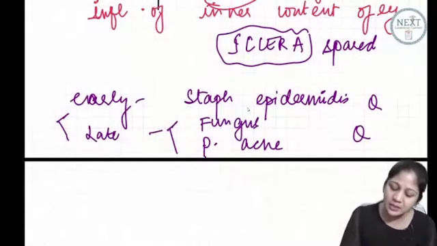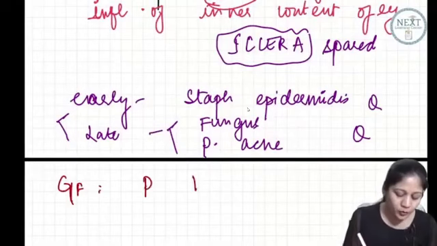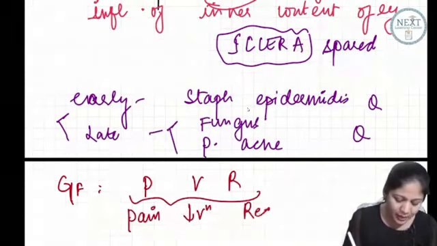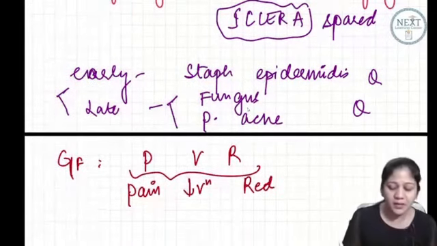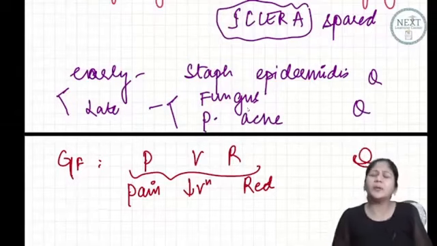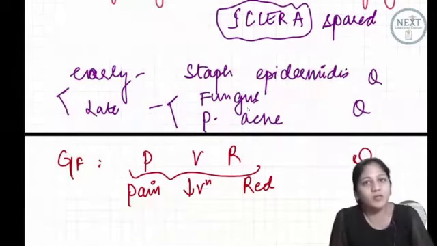What is the presentation of the patient? So he comes to you with complaints of PVR. What is PVR? Pain, decrease in vision and a red eye. These are your PVR symptoms. Very important. Guys, you do cataract surgery, what do you expect? What do you expect after cataract surgery? Patient has a good life with a very good vision.